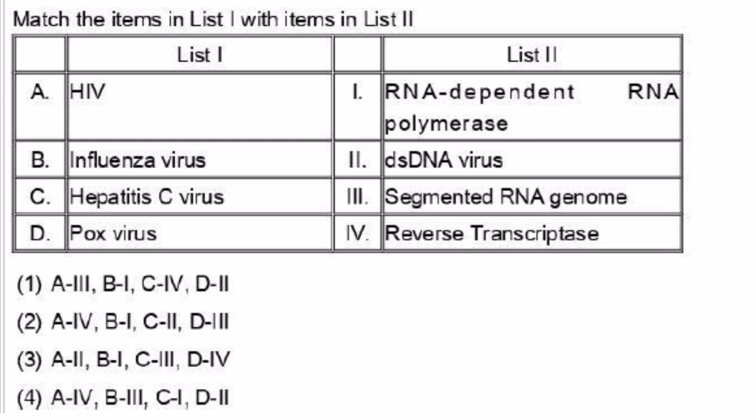Then next one, HIV. HIV has got reverse transcriptase, so A4. Okay, 2 and 4 we have to see, 1 and 3 we will not take into consideration. Influenza virus is a segmented RNA genome, so B3. Hepatitis C virus has RNA dependent RNA polymerase, and pox virus is a double stranded DNA virus. So the answer here is option 4, that is A4, B3, C1 and D2.